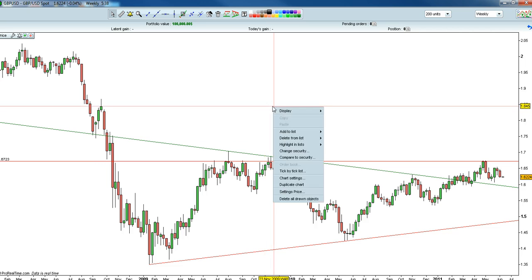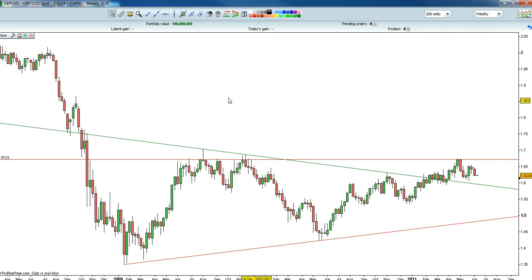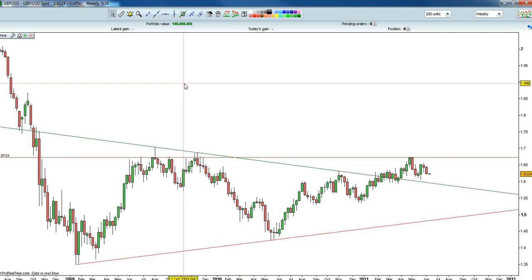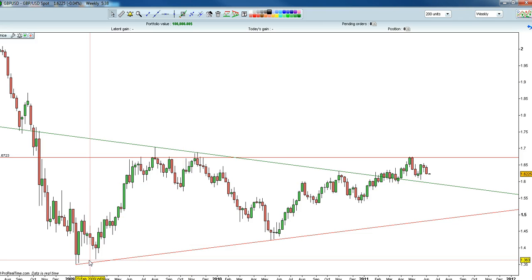The pair in front of us at the moment is sterling dollar, or cable. Okay, weekly chart. Here we can see that we're stuck in this formation. It's an ascending triangle formation. It was a symmetrical triangle until it broke to the upside.